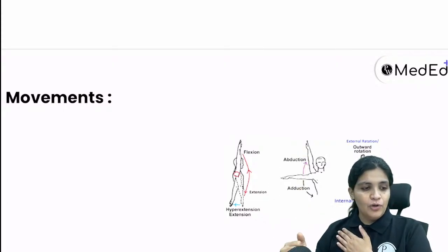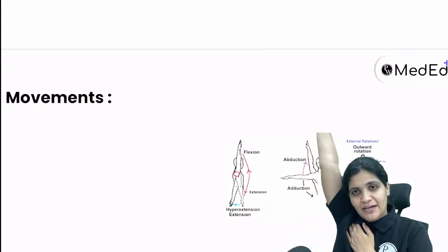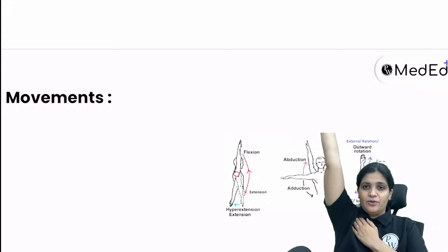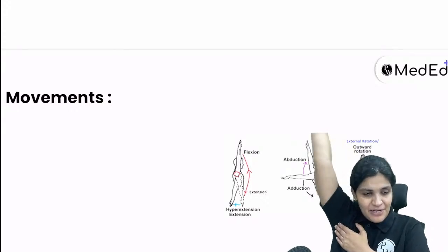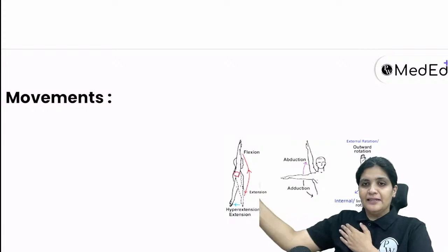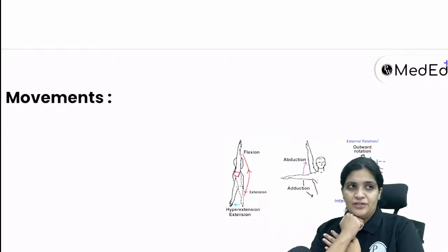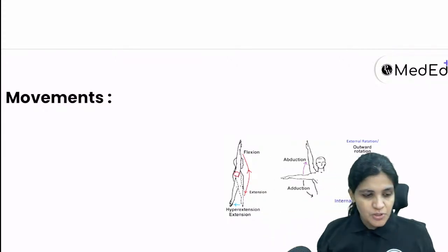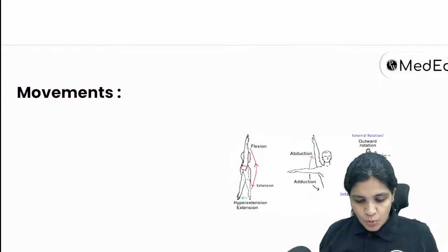And then we have your abduction. So this is your abduction, exactly 180 degrees. So we're in a straight line, 180 degrees abduction, and then this is your adduction. Then this is your external rotation, and this is your internal rotation. So these are all the movements which we see in case of your shoulder joint.